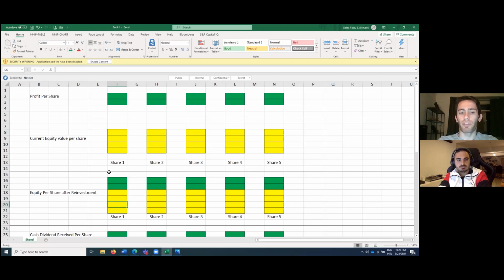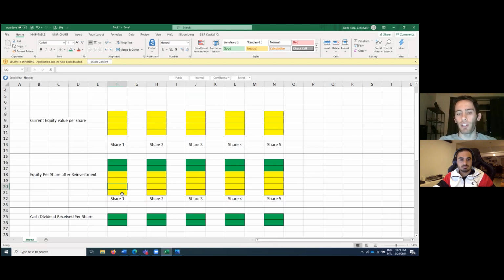This you can see is after the first page break, kind of the line, where it says equity per share after reinvestment. Completely reinvested. So in that scenario, you're not going to be receiving cash in hand or any dividend like that, but your share price is going to go up because the equity value also went up.